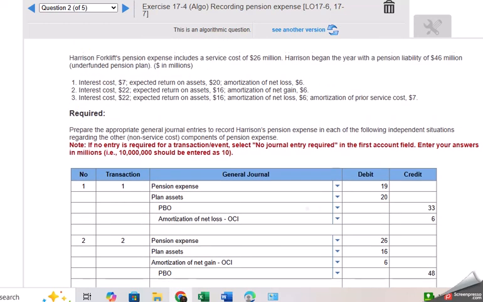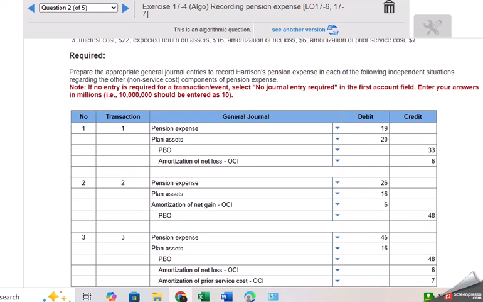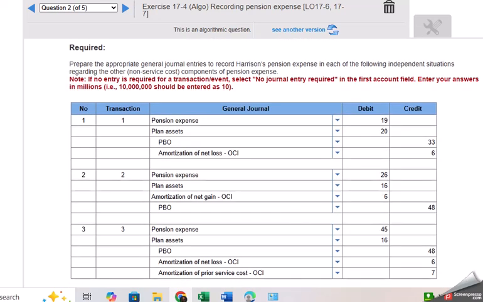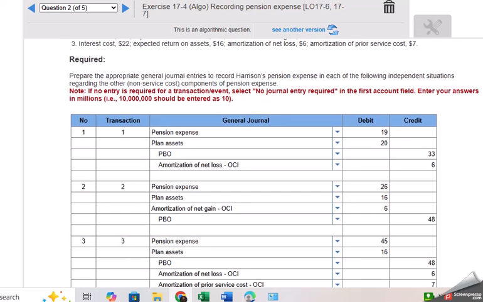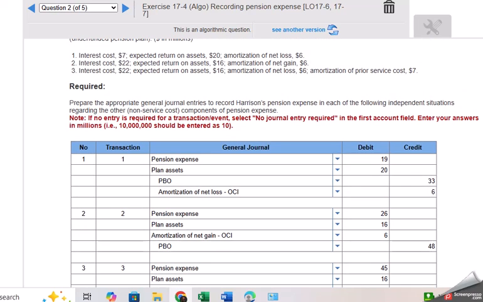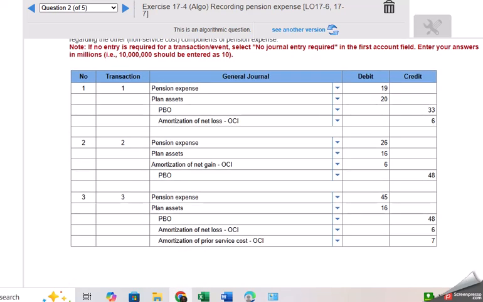Then our third one, again, we still have the $26 million in service costs. Now we have interest costs of $22. So that's still a $48 increase, or 48 million or thousands or whatever it is, in our pension benefit obligation. Then we've got our expected return on our plan assets of 16. So that's an increase, or a debit, to our plan assets.